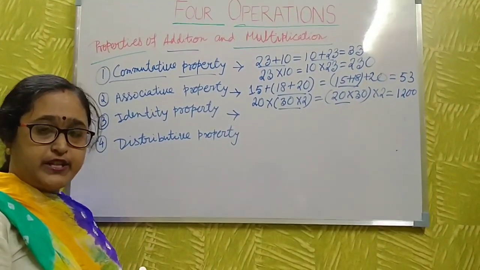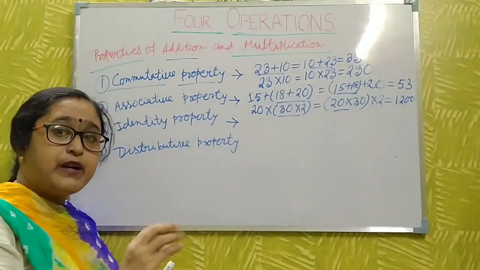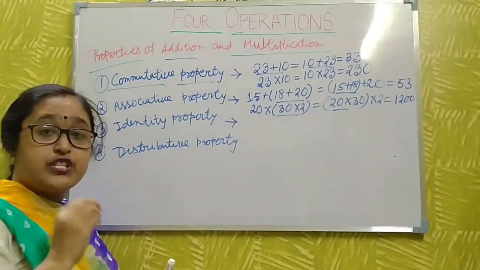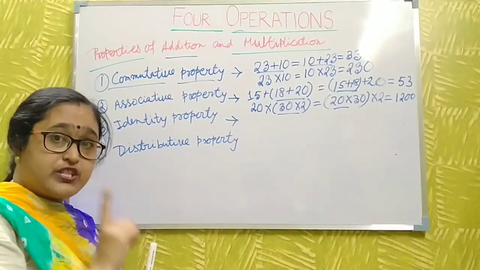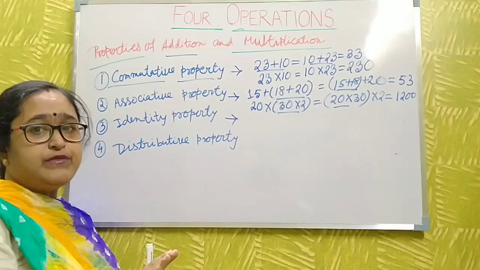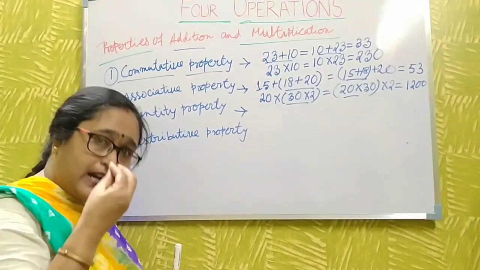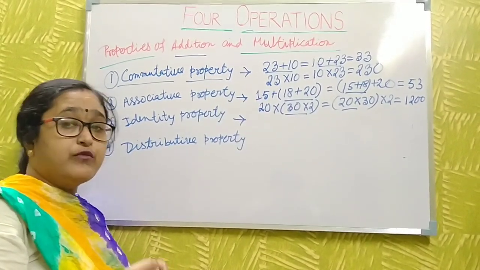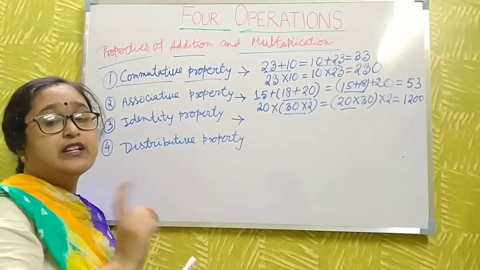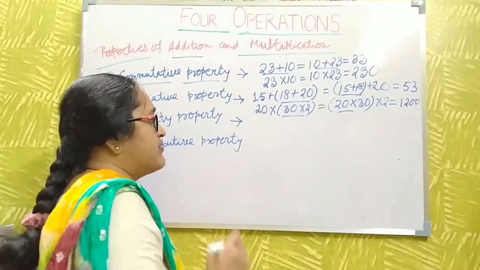Identity means if you add something with any number, the same number comes out. The number which you add is called the identity. And the same thing also in the product. If you multiply any number with a given number and the result is the given number, then the number you multiply by is the identity. If you don't understand now, I will give an example, then you will understand.